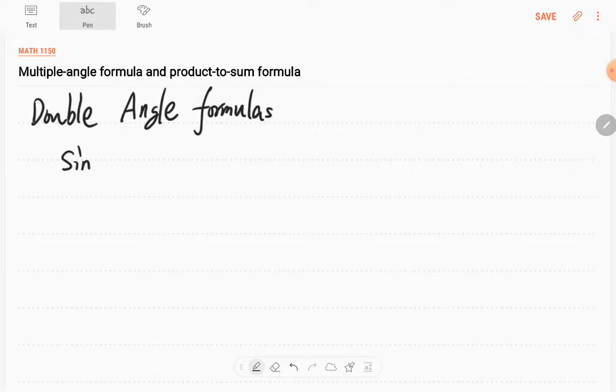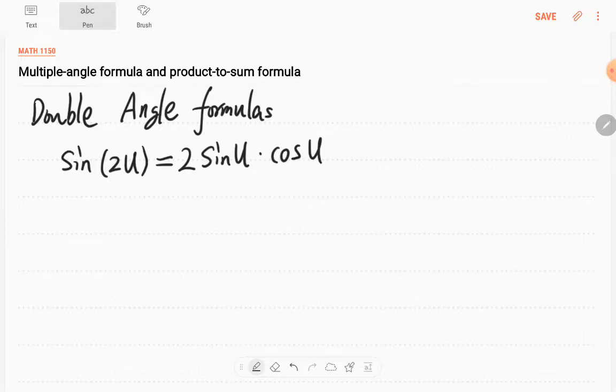Sine 2u, so this is called a double angle, right? It's equal to 2 sine u times cosine u. How do we get this formula? You just treat 2u as u plus u, then you use the sum formula, right? You can get this result.